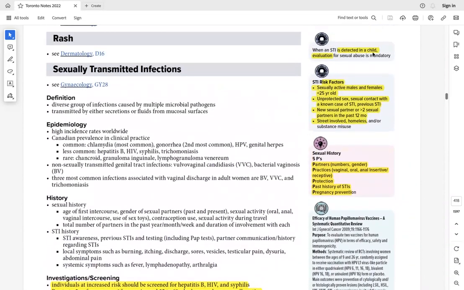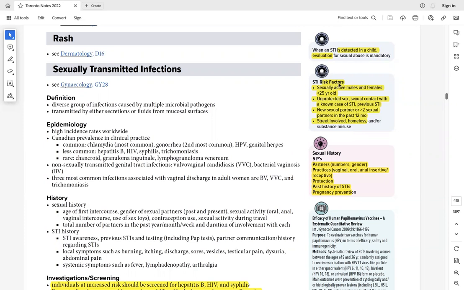When an STI is detected in a child, if the mother is bringing the child in, whether a boy or a girl, and you suspect STI, it is sexual abuse. We always have to evaluate for sexual abuse, because children cannot get STIs like that. Something is fishy and we have to investigate further.